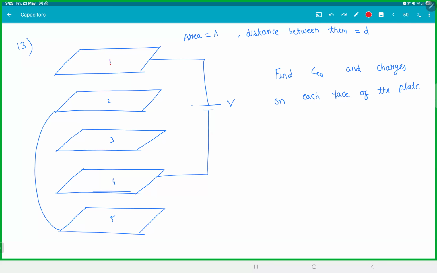They'll ask you, find the charge on the second plate, find the charge on the fourth plate, find the charge on the third plate downside. Now you can ask a lot of things. C equivalent is a straightforward mains level question. But the moment I ask for charges, it becomes something else. Let's get that.